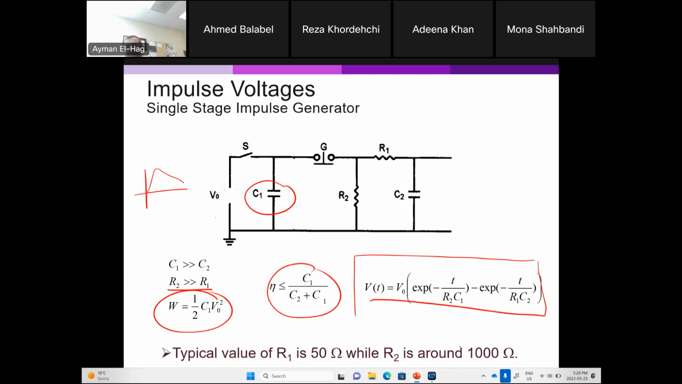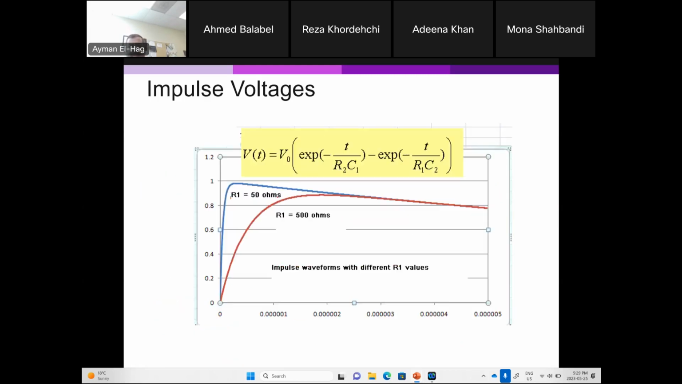So let's try to play with these parameters, fixing the others. For example, here, this is R1, this is an impulse, okay? And we see the impact. What is the impact if I increase R1? If you increase R1, basically, you are making the impulse slower. So this is more suitable for lightning, and this is for switching.